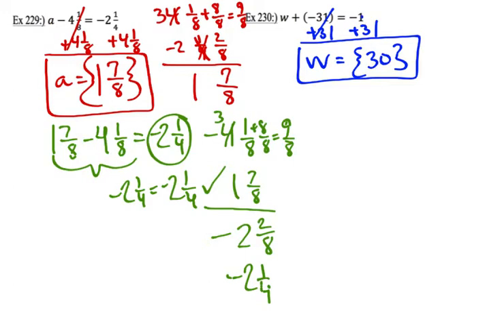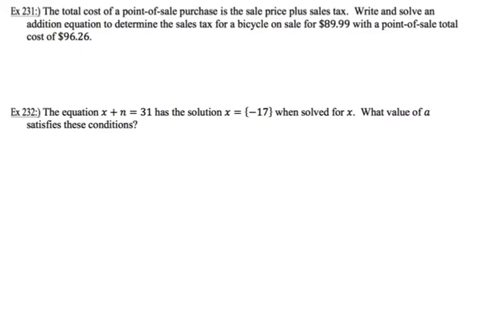Then I'm going to check my solution. 30 plus negative 31 equals negative 1. Now the negatives win here, so we do get a negative answer, that's good. And 31 minus 30 is 1, so negative 1. That is correct. Okay, a couple situation problems.